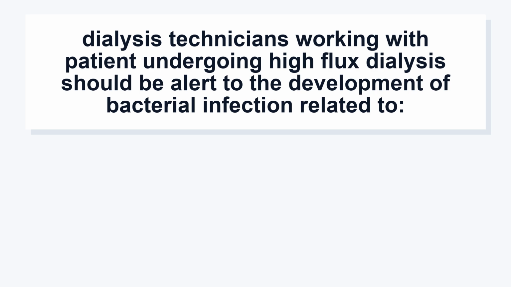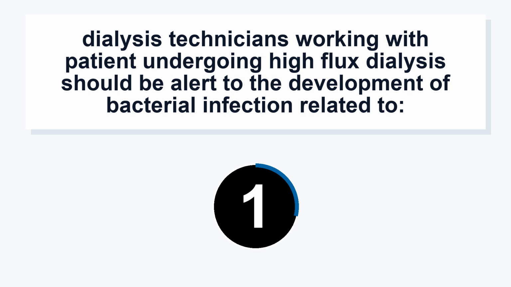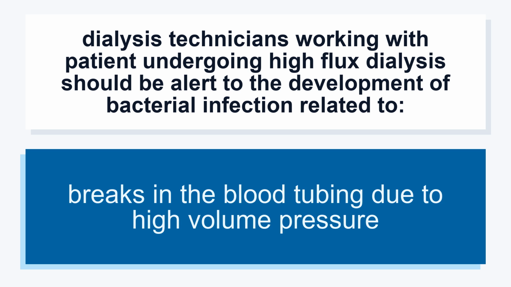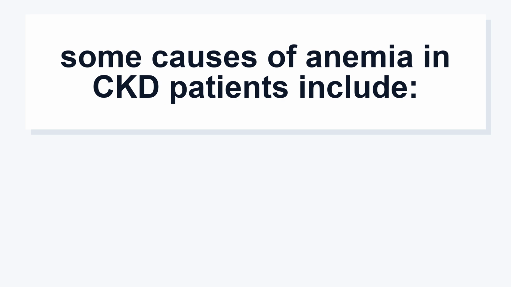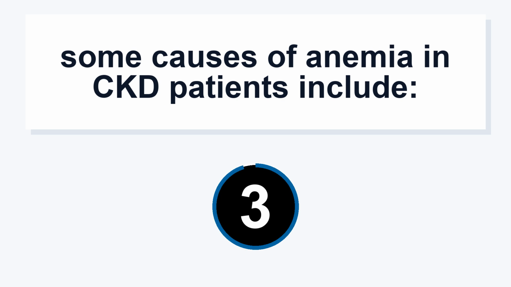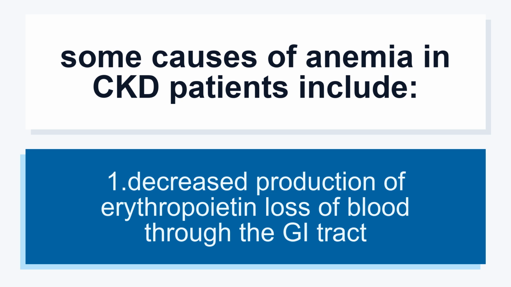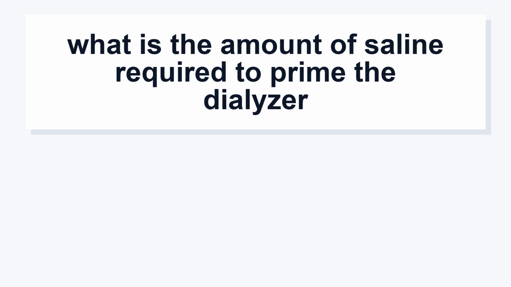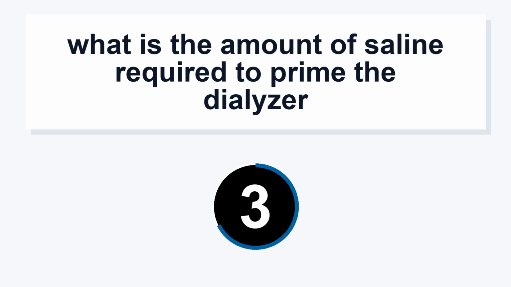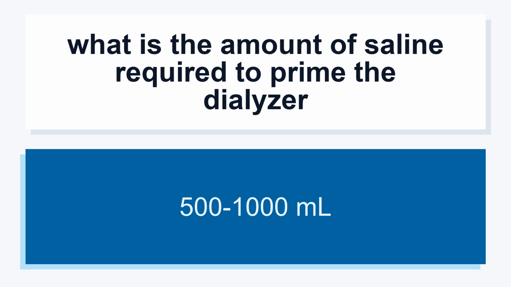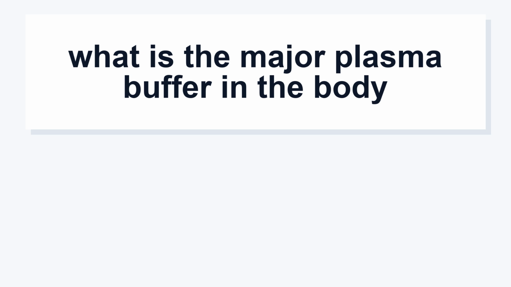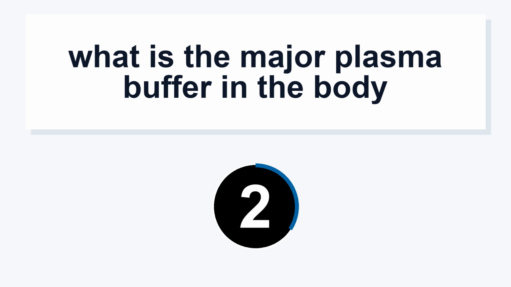Dialysis technicians working with patients undergoing high-flux dialysis should be alert to the development of bacterial infection related to breaks in the blood tubing due to high-volume pressure. Some causes of anemia in CKD patients include: 1. Decreased production of erythropoietin. 2. Loss of blood through the GI tract. What is the amount of saline required to prime the dialyzer? 500 ml. What is the major plasma buffer in the body? Bicarbonate.